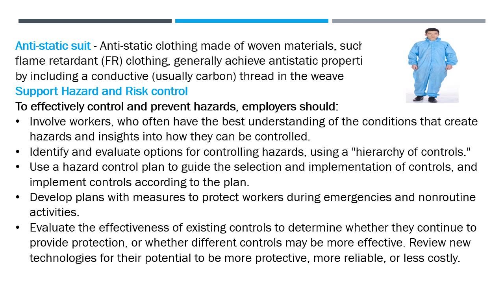Use a hazard control plan to guide the selection and implementation of controls, and implement controls according to the plan. Develop plans with measures to protect workers during emergencies and non-routine activities. Evaluate the effectiveness of existing controls to determine whether they continue to provide protection, or whether different controls may be more effective. Review new technologies for their potential to be more protective, more reliable, or less costly.